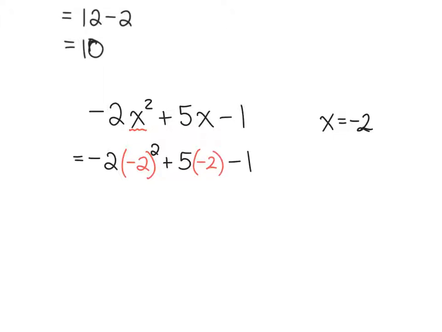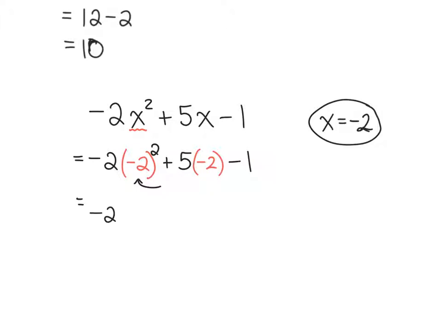I like to put my substituted values in with brackets. I find that makes it nice and clean. Okay, so now I'm going to pretty much do BEDMAS to solve this. I'm going to start with my exponents, so I'm going to have to solve this guy first. Negative 2 to the power of 2 means negative 2 times negative 2, which is 4.